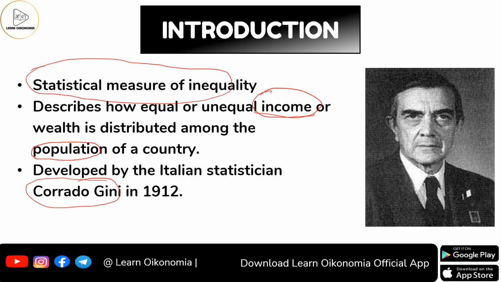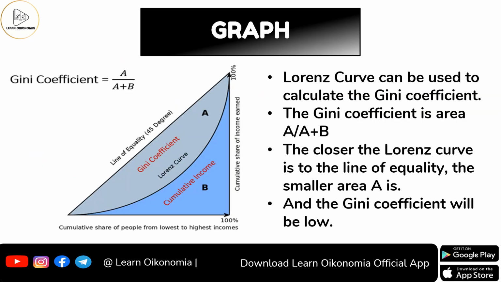So let's consider more about Gini coefficient. The graphical representation can be considered by going for a Lorentz curve. This is because a Lorentz curve can be used to calculate Gini coefficient. And what you see here is called the Lorentz curve. In the Lorentz curve, the cumulative share of people from the lowest to highest income is considered along the x-axis, and on the y-axis you consider the cumulative share of income earned. This is income earned and this is the population.